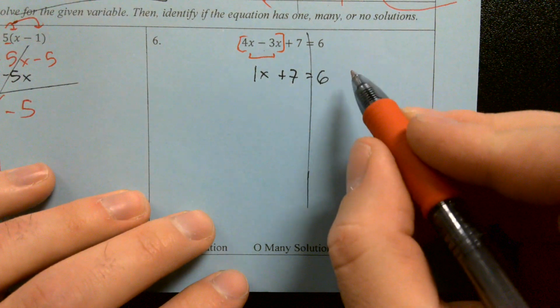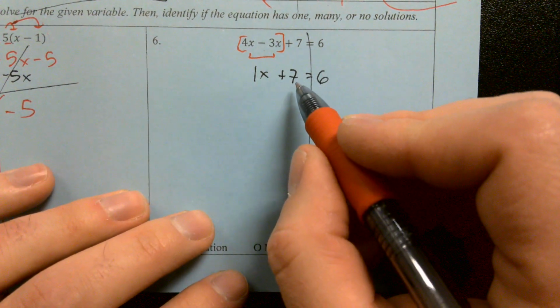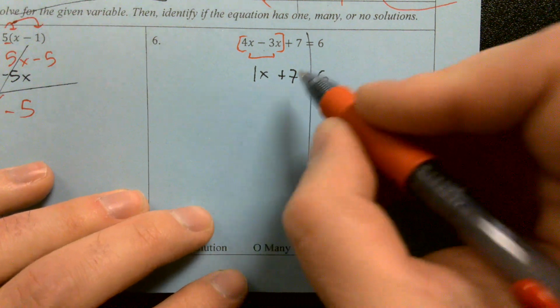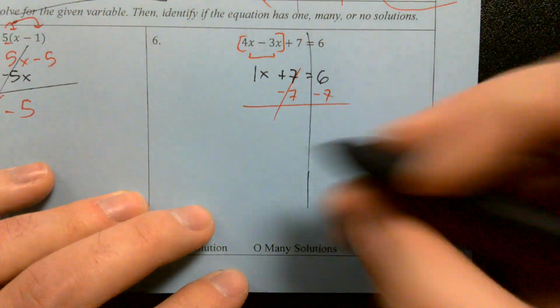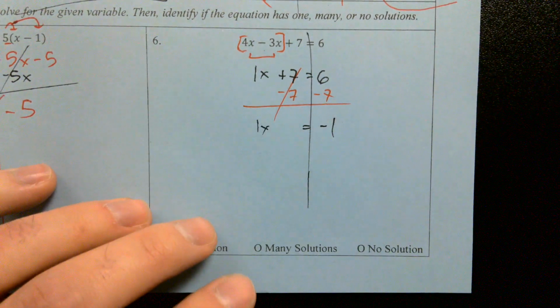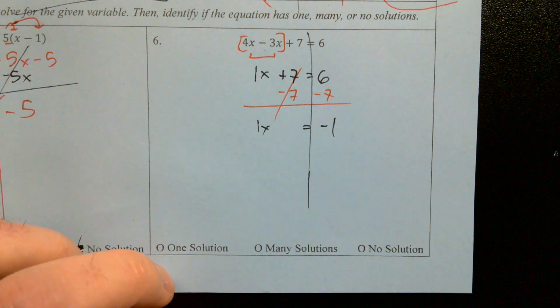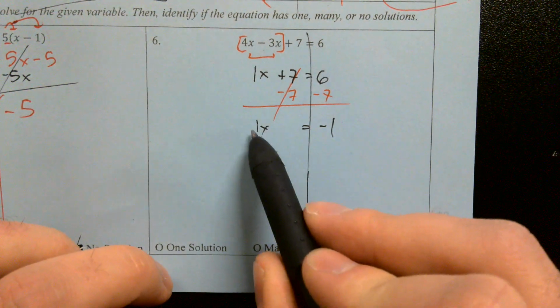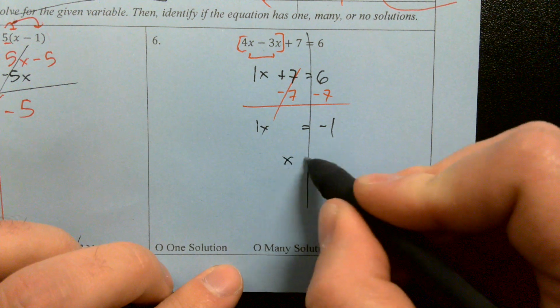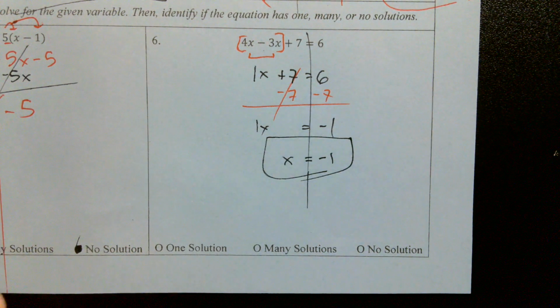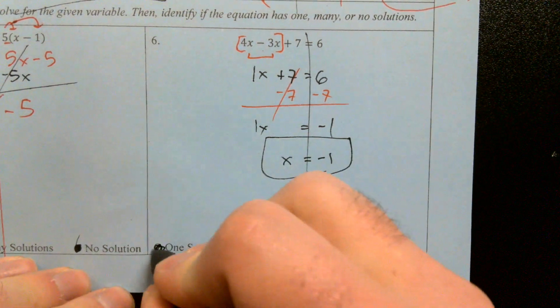There's no variable term to bring to the left, but there is a constant term to bring to the right. I'm going to do the opposite of plus 7, which is minus 7. And I get 1x equals negative 1. Now when I have 1x, do I need to write that 1 in front of x? No. I can just write x equals negative 1, one solution.